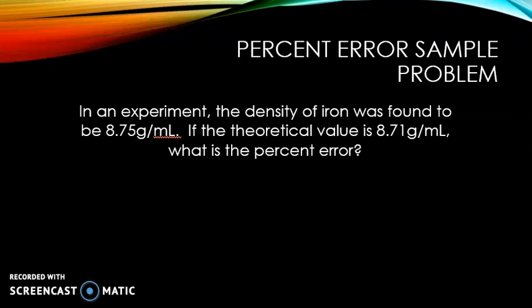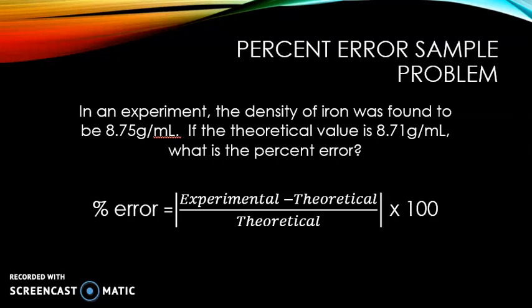I think we should probably do a sample problem. So here is one. In an experiment, the density of iron was found to be 8.75 grams per milliliter. If the theoretical value, that's the bullseye number, is 8.71 grams per milliliter, what is the percent error? The first thing I'm going to do is write down my formula for percent error, and then I can begin to fill in my numbers.